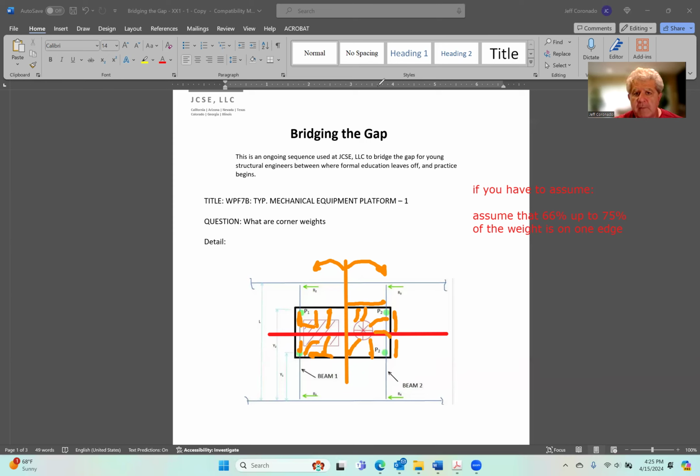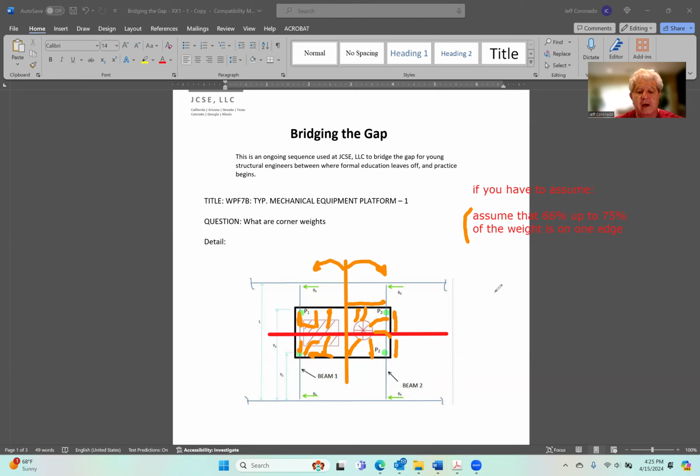So again, remember this rule of thumb. If you do not know what the corner weights are, then you assume 66 to 75%. 66% is like a lower bound, 75% is probably a better idea. Assume 75% of the unit is on one edge.